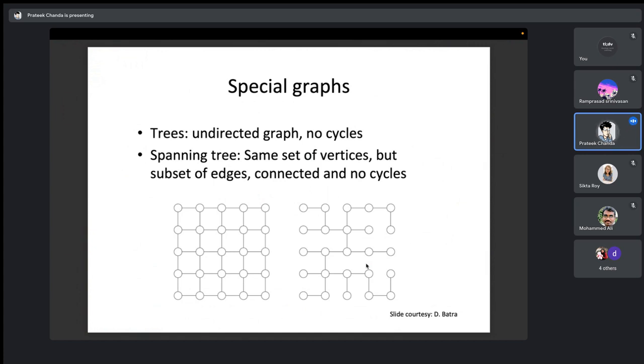And that's all the nodes are connected, but you again have no cycles. So on the left in the diagram, if you see, it's not a spanning tree, but on the right it's a spanning tree of the original graph with all the nodes connected, but none of them have a cycle.